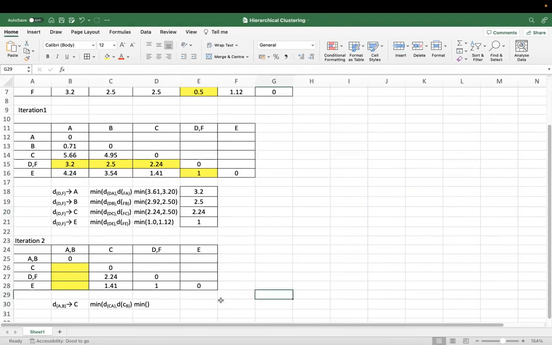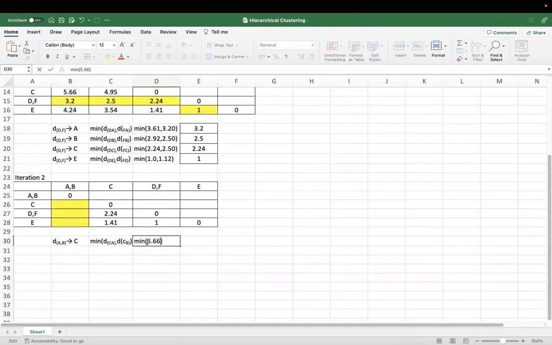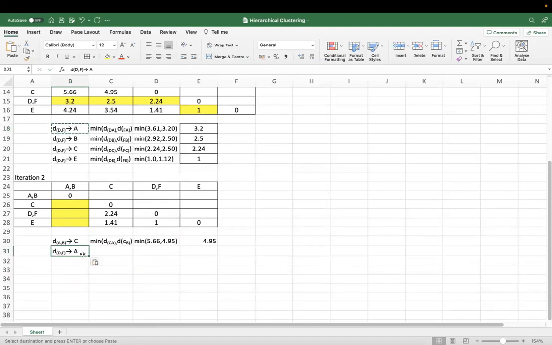So min of CA, how much is it? The distance between C and A is 5.66. C and B is 4.95. 5.66, comma 4.95. What is the minimum? Then we have to calculate the distance between DF and AB.